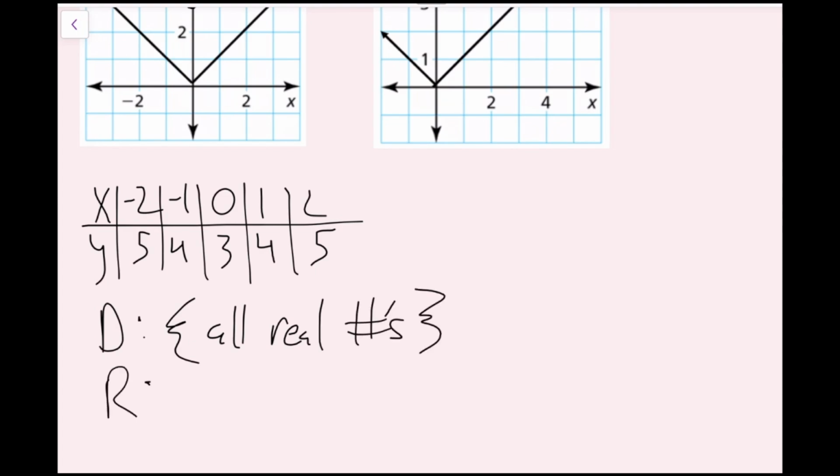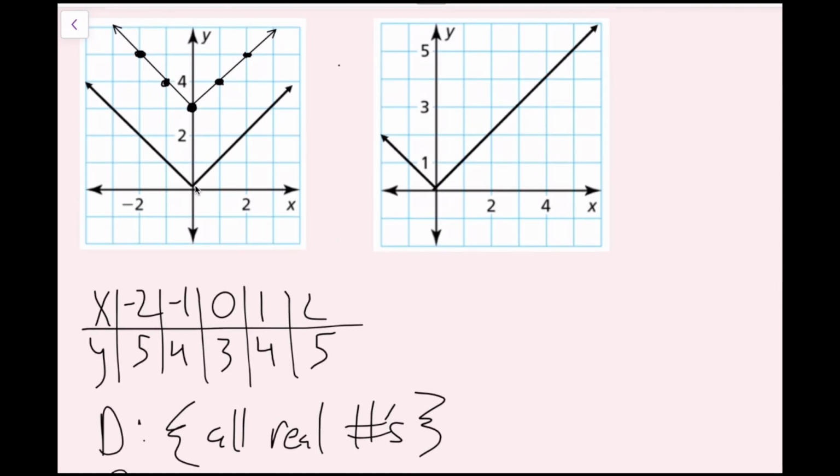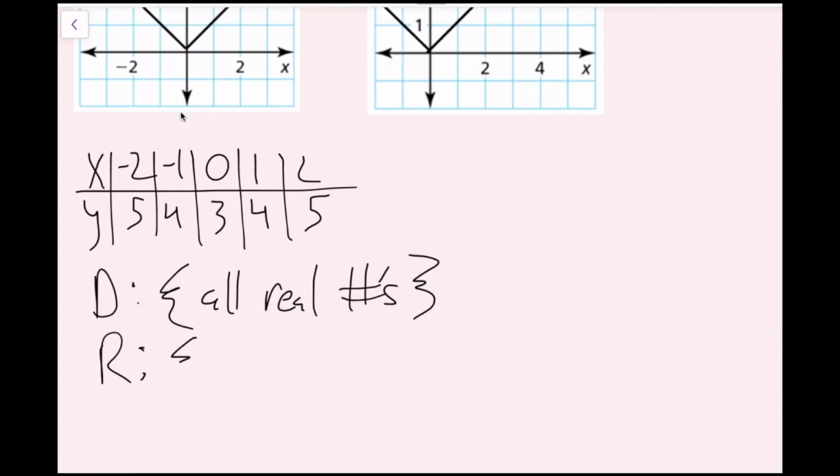And then the range, well, normally the lowest value to come out of the absolute value function is 0, but now the lowest value is 3. So whatever your y value of your vertex is, that's going to be either your lowest or your highest absolute value function, depending on whether or not there's a vertical reflection. But anyway, I'm going to write that. So this is going to be y is greater than or equal to 3. And now we're done with part A.